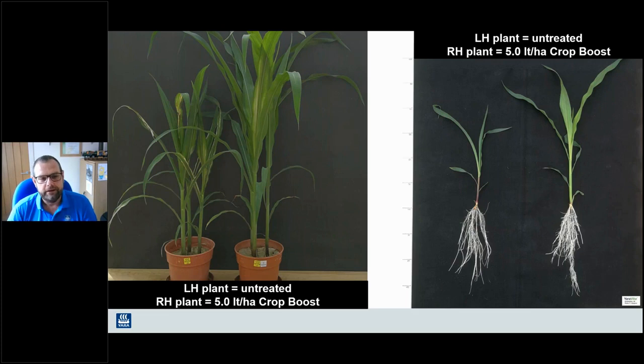weather factor. These are actually very old slides, and this was done many years ago at Pocklington, where we've got two pots on the left. It's a pot of maize grown with 25% P requirement, 25% mag, and no zinc. The same pot on the right, but with the foliar application of the Crop Boost product at 5 litres a hectare. And you can see we've got a much bigger, healthier plant. And then on the right-hand side, we can see a much bigger root system.